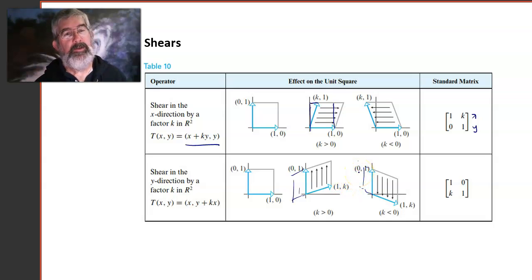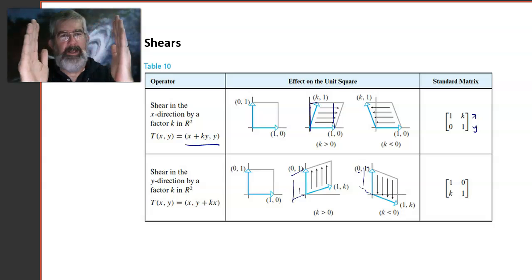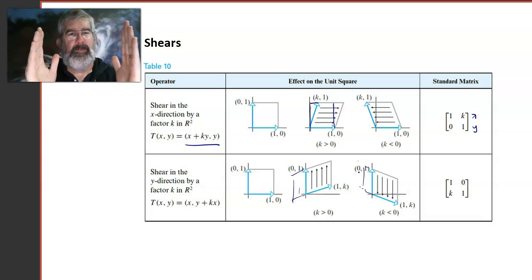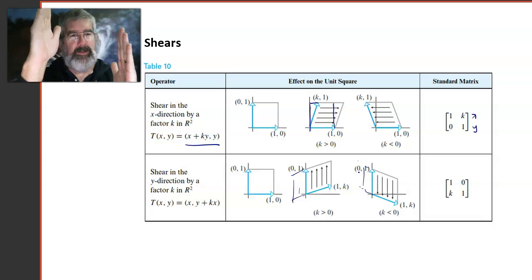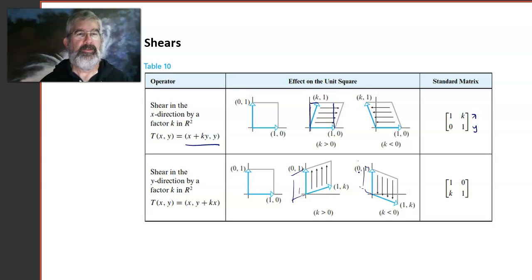You can do shears in R3 as well. You would either shear in the x direction, or in the y direction, or in the z direction. That's kind of hard for me to do with the way my hands were. Shearing in the z direction maybe would do that. So in the x direction, the y direction, and the z direction would be shears. You can do combinations of shears in either 2D or 3D.